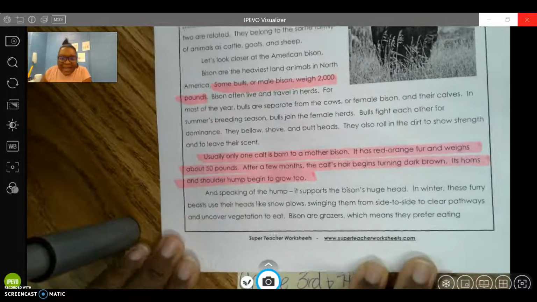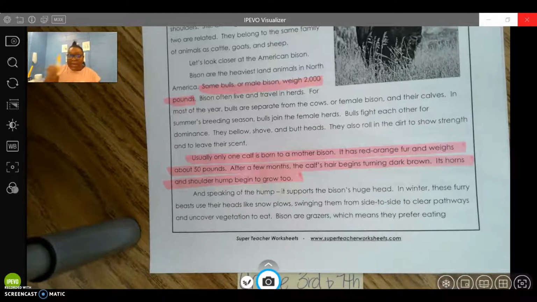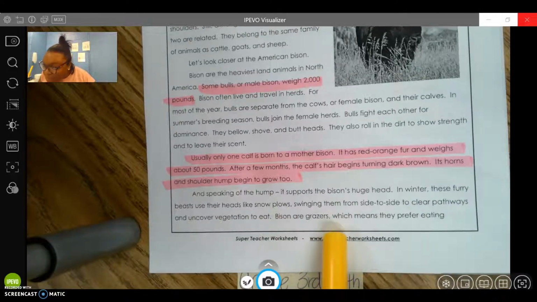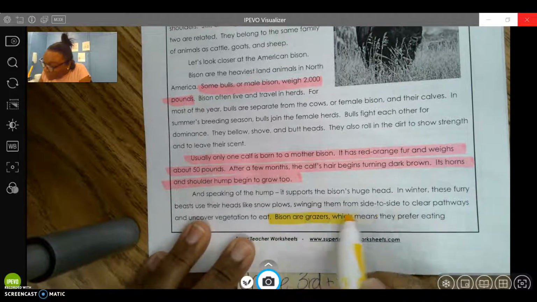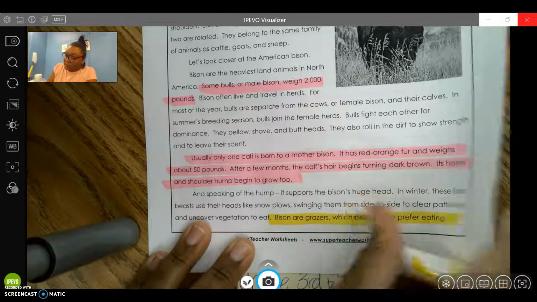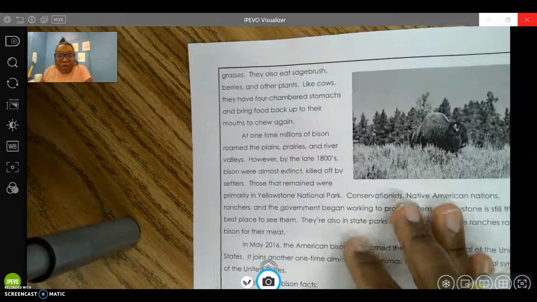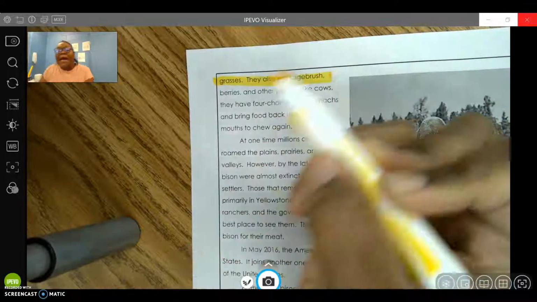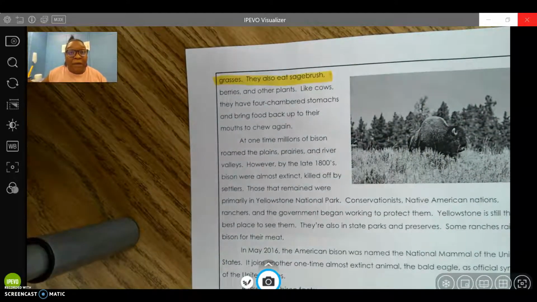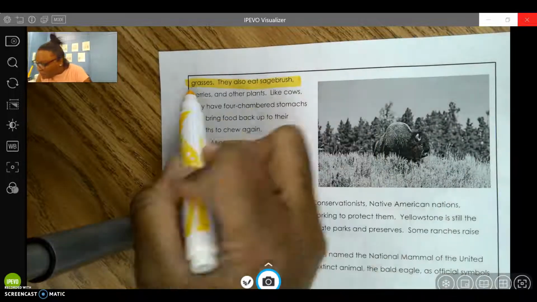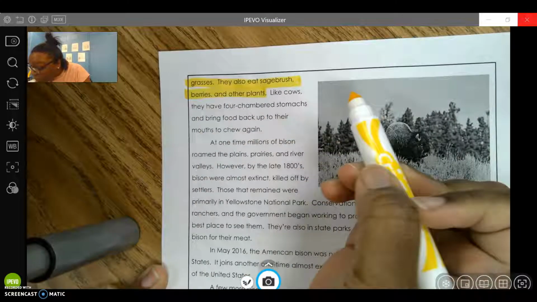So let's look at that last sentence there. I think I'm going to be using my yellow, an example of gathering resources for energy. Bison are grazers, which means they prefer eating grasses. You see, I'm highlighting this yellow because this is an example of the bison gathering resources for energy. They also eat berries, sagebrush.